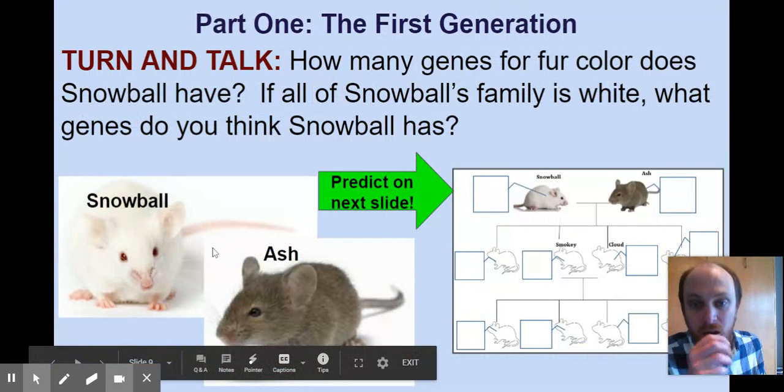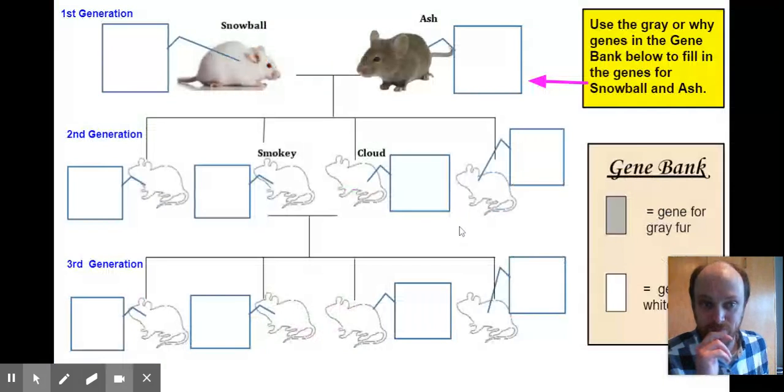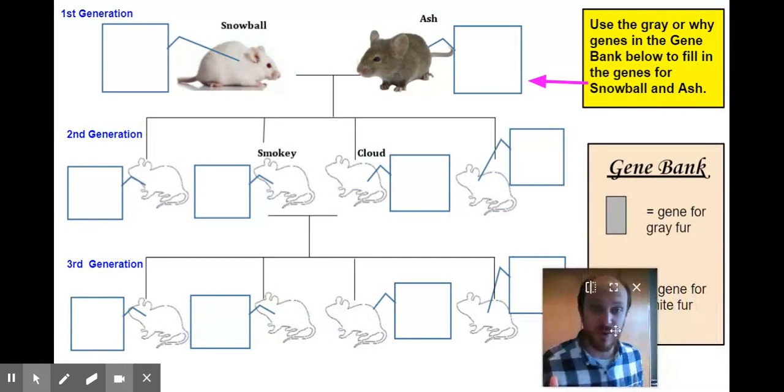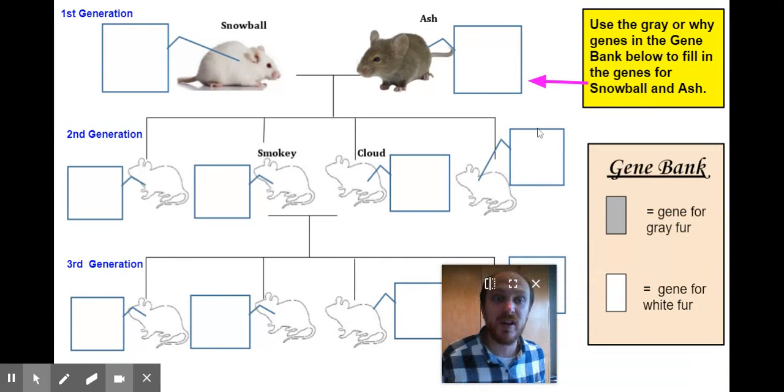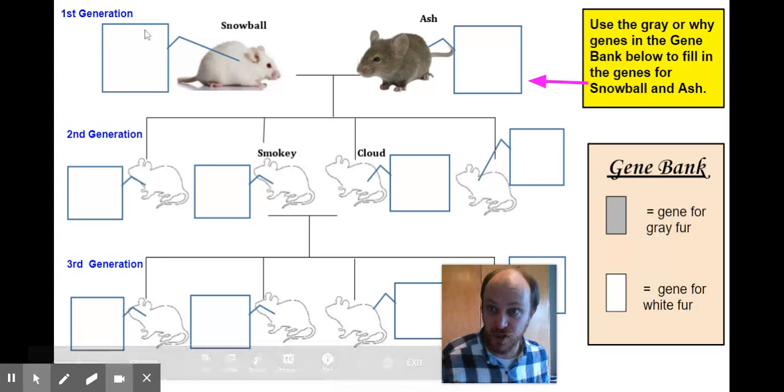home. On the next slide, you're going to predict how many genes for fur color Snowball has, and what genes she has. So you think about how many genes she has, and what genes she has for Snowball and Ash on the next slide. So here you're trying to put genes in Snowball and Ash's box. You're doing a first generation right now, first generation.